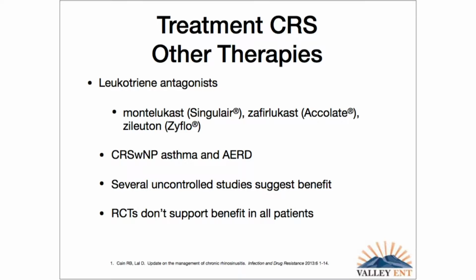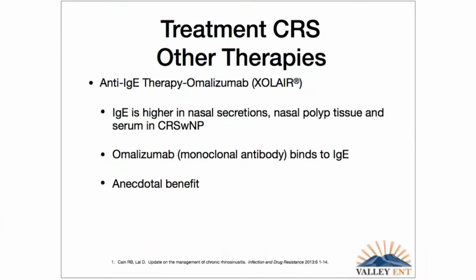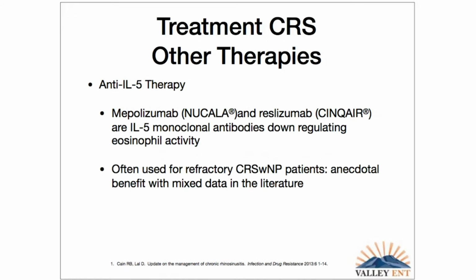Leukotriene antagonists. There's not a lot of data out there yet, but a lot of patients with nasal polyps and asthma and chronic sinusitis are going to be on Singulair, and we think it's helpful, but there's not a lot of data. Anti-IgE therapy like Xolair: anecdotal benefit in patients with chronic rhinosinusitis and asthma, and chronic sinusitis with nasal polyps and asthma. Anti-IL-5 therapy: again, not a lot of data out there, but anecdotal benefit in patients with chronic rhinosinusitis with polyps and asthma.